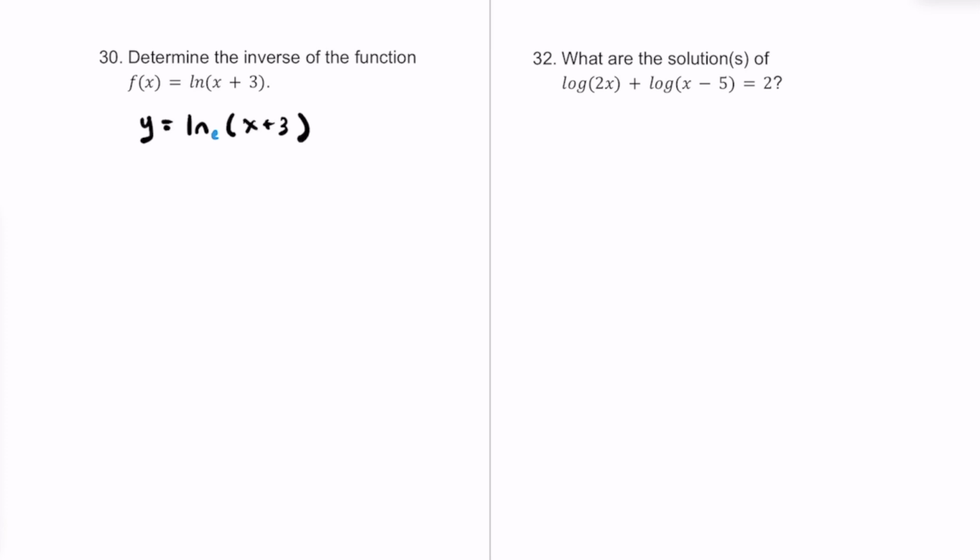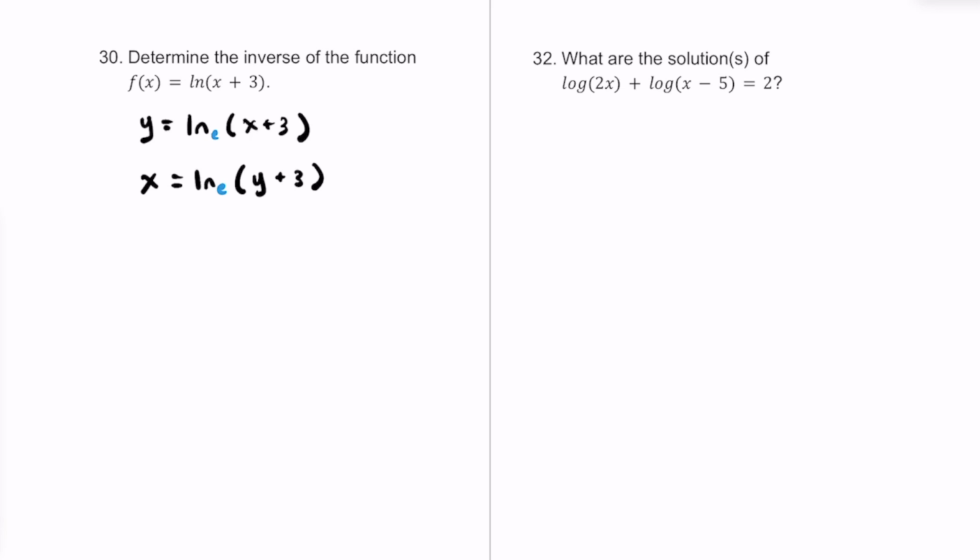I'm writing the e just to make this a little bit more clear, but after we turn f of x into y, let's just swap x and y's location. So we're going to say x is equal to ln of e. I'm going to keep that e down here just to make it super clear, and we're going to write y plus 3. Okay, so earlier we had an exponential function, so we used a logarithm to cancel out the exponential part so that we could be left with a logarithm.